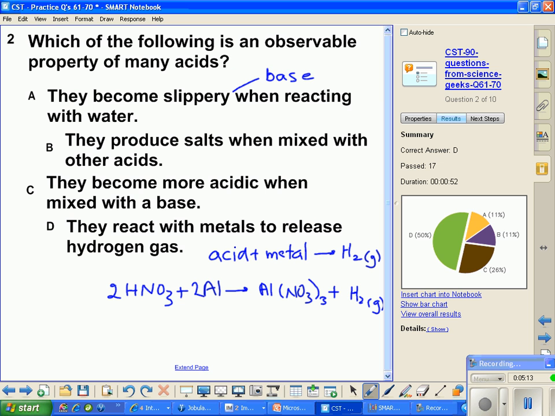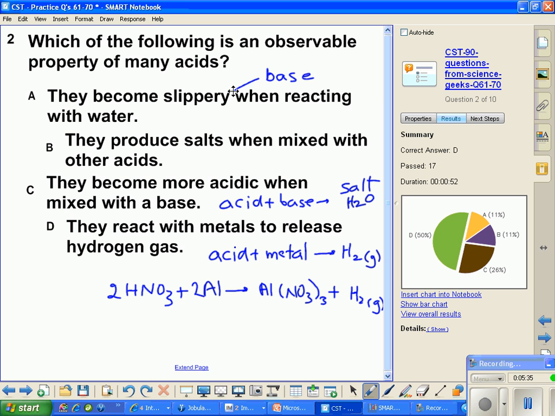They're not going to do that. An observable property of many acids, they'll become more acidic when mixed with base. No, why? Because an acid plus a base gives you salt and water, as we saw in the last guy. Okay, it's only letter D. Why is it letter D?